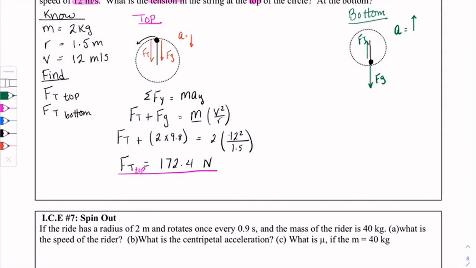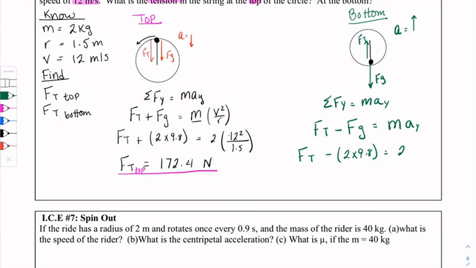So now, when I want to set up my net Fy, I'm subtracting the tension from the Fg. Now, since the tension here and the acceleration are going in the same direction, I'm going to make the tension the positive force because it's going in the same direction as acceleration. So Ft minus Fg equals m a y. Now remember, the acceleration is centripetal, just like the previous problem. So we're going to plug our numbers in. Ft minus 2 times 9.8 equals 2 times v squared over r.